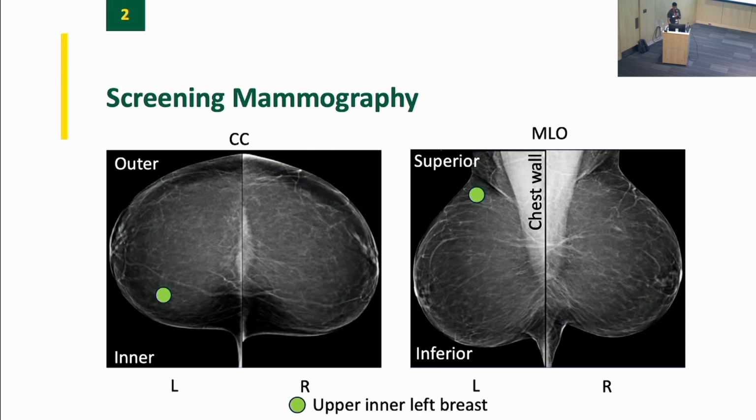Left upper inner. Perfect. What about this? Right outer, lower. Good. Okay. What about this one? Left lower. That's a trick question, right? These are one in the left breast and one in the right breast. The reason I mention this, though, is because not every lesion is visible on both views.